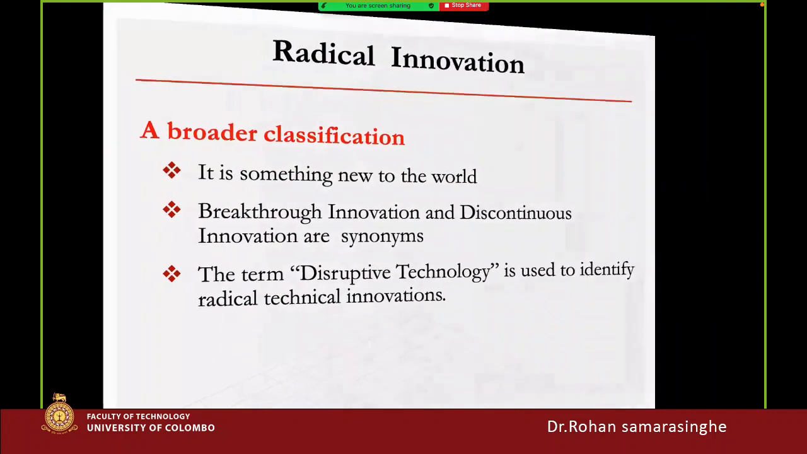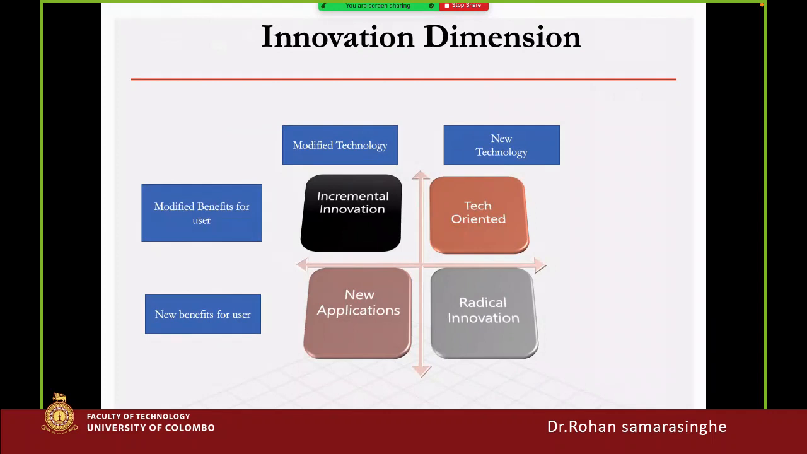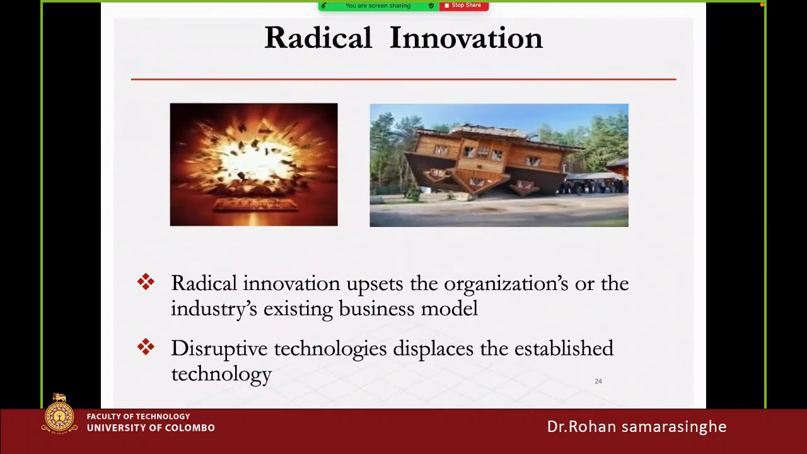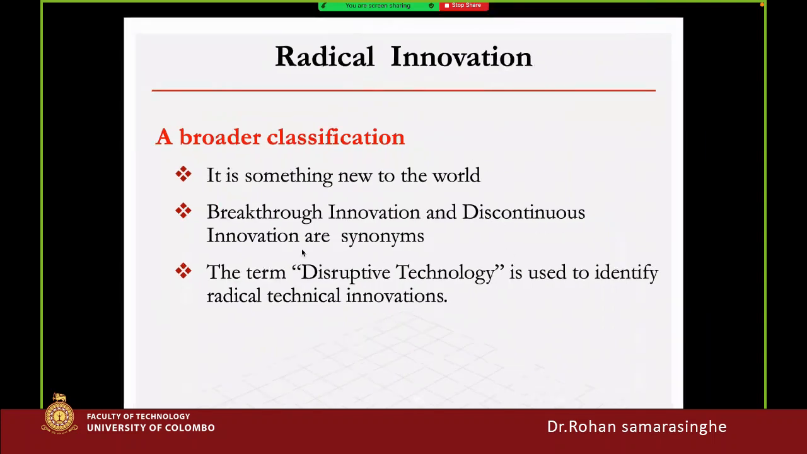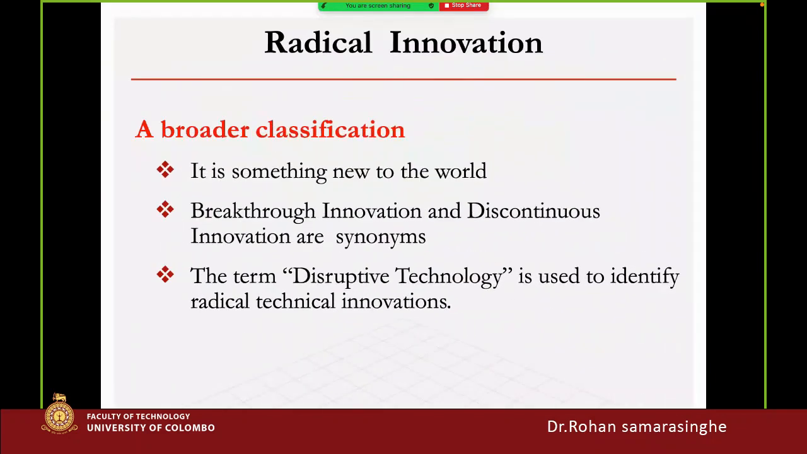when you once again go to this slide, you can see radical, that is new technology and new innovation. So when you go to this one, radical innovation, and also the next one, a broader classification of this radical innovation, it is sometimes called new to the world. Breakthrough innovation and discontinuous innovation are synonymous. And also the term disruptive technology is used to identify the radical innovation. So disruptive technology always introduces the new technology.